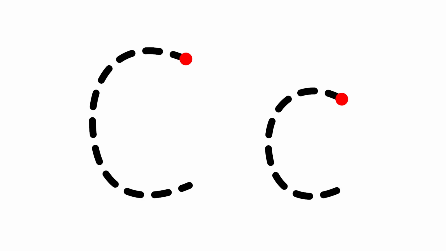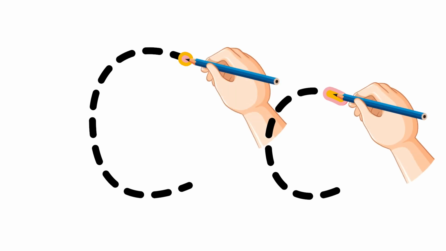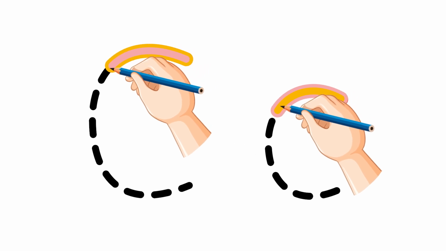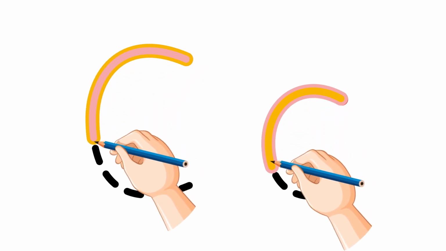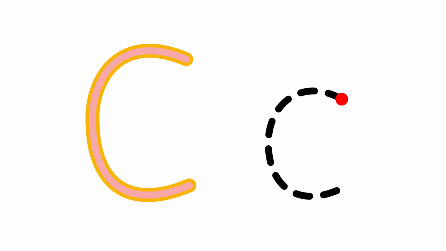Let's learn to write letter C. Can you see the red dot? Place your pencil on red dot and move it on other dots. It is very easy. Now, practice to write capital and small letter.